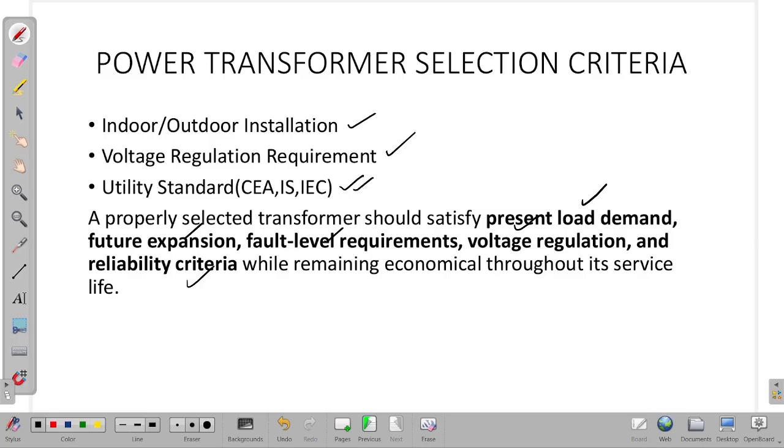So if we follow these steps while selecting the power transformer, it will remain economical throughout our service life. That means the substation will be most economical if we proceed in the proper manner.